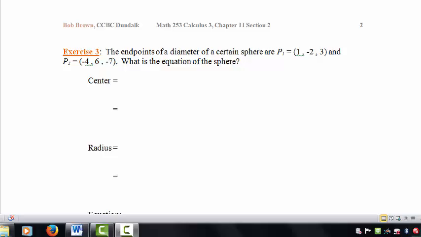Chapter 11, Section 2, page 2. We will start with Exercise 3. The information is given about a certain sphere, and we need to find the equation of that sphere.